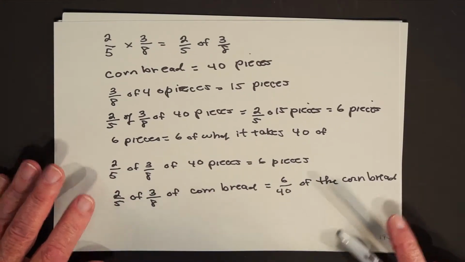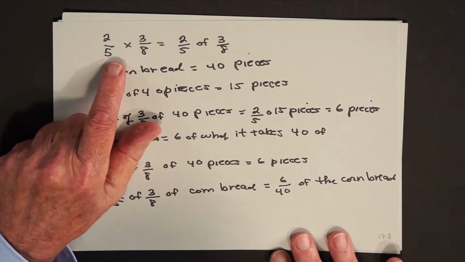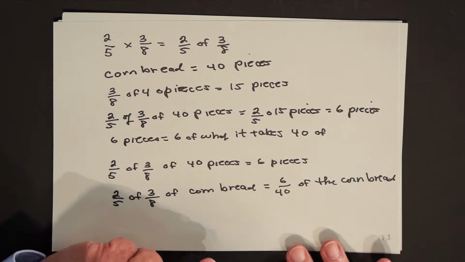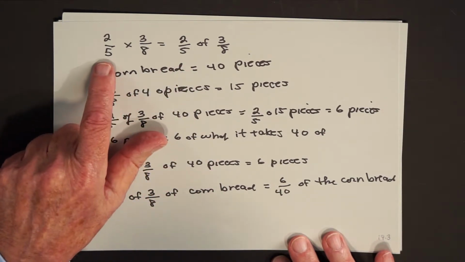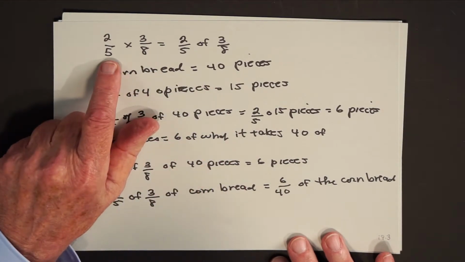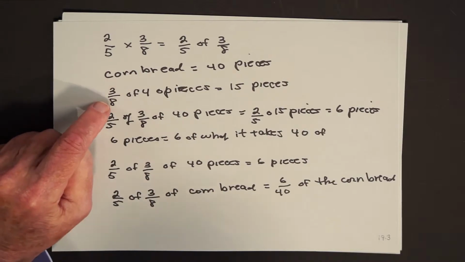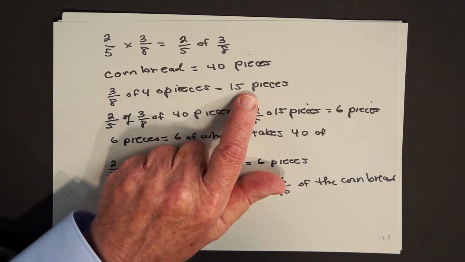And so once we know that times means of, if we wanted to take 2/5 times 3/8, we can think of it as 2/5 of 3/8. Now we can think again of the cornbread as being 40 pieces, see the 5 times the 8. And notice how we don't draw the cornbread now? So that's 3/8 of 40 pieces, that's 15 pieces.